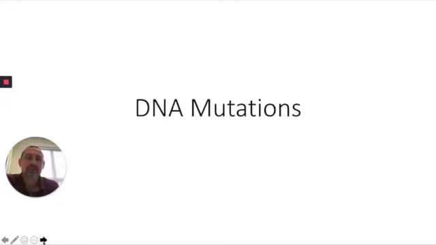This lesson is about DNA mutations. Mutations are just a change of genetic material. Sometimes it happens at a chromosomal level, so there is one category, chromosome mutations. Sometimes it happens at a DNA level, so there's a second category, DNA mutations, or mutations that happen in our DNA.